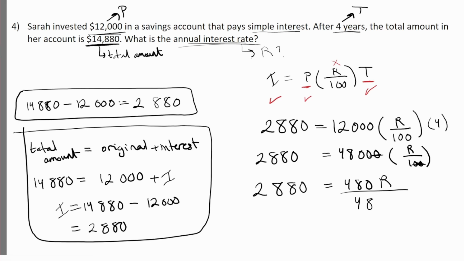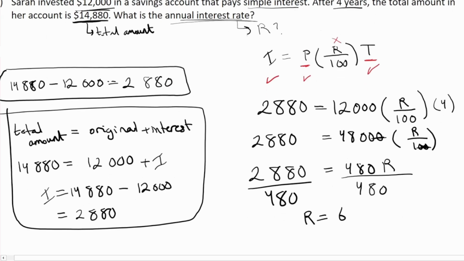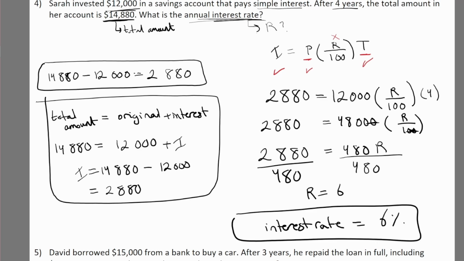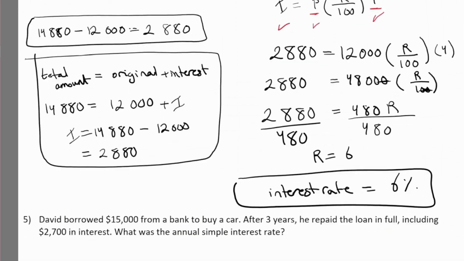Now we're going to divide through both sides by 480. You can plug it on your calculator: 2,880 divided by 480, we get 6. So R is equal to 6. So what is the annual interest rate? Like I said at the very beginning of the lesson, the interest rate is always given as a percentage. So the interest rate is equal to 6%. It's always given as a percentage. I hope this was clear.